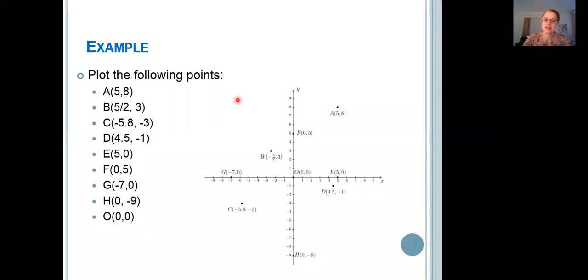And this is actually what it looks like. So, make sure you can do this. The point 5.8 is up here. Here's the point negative 5/2, 3. You can see that the x-coordinate is partway between negative 2 and negative 3. Here's the point negative 5.8, negative 3. You can see that the x-coordinate is almost to negative 6. And the y-coordinate is lined up with the negative 3.